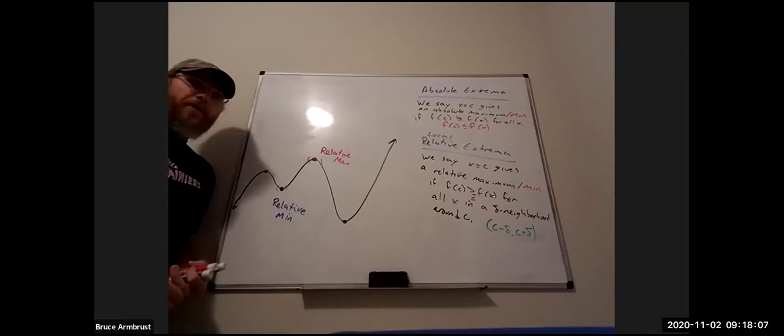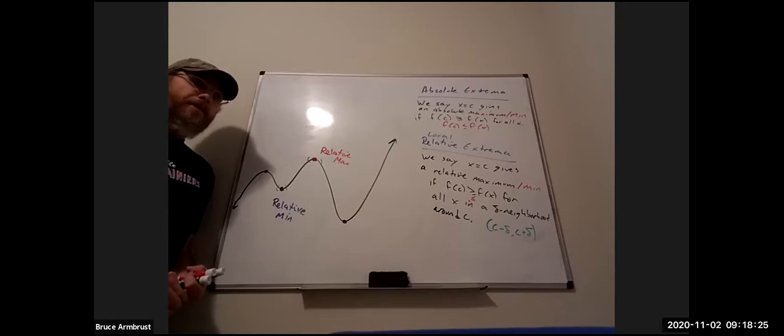If we're going to talk about mountains and highest points on Earth, then the top of Mount Everest would be the absolute max. You get up on top of there, there literally is nowhere to go but down. No other place on Earth is going to be that high, right? But you get on any other mountain peak, and that's a relative max.